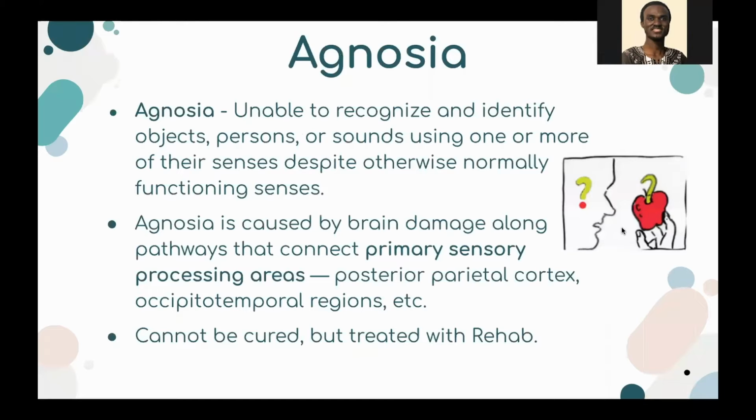Agnosia is caused by damage to the pathways which connect the primary sensory processing areas, such as the posterior parietal cortex, occipitotemporal regions, etc. Such damage could include strokes, tumors, infections, dementia, head injury, developmental disorders, or neurological conditions. Agnosia cannot be cured, but can be treated with rehabilitation techniques.